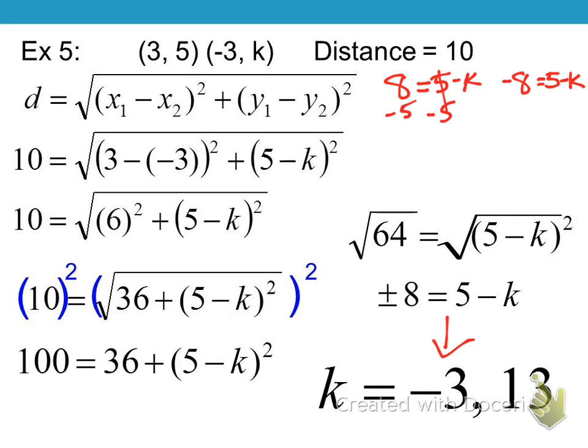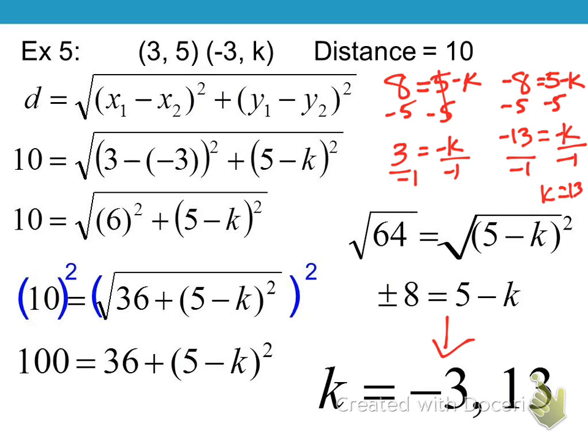And you actually go through and you solve it 2 times. That's where the negative 3 came from. Back here, you get negative 13 equals negative k, and we get 13. All right, that's the first thing I wanted to show you, how we got the 2 solutions. The key is this guy right here. When you take the square root of both sides, you have to write the plus or minus.